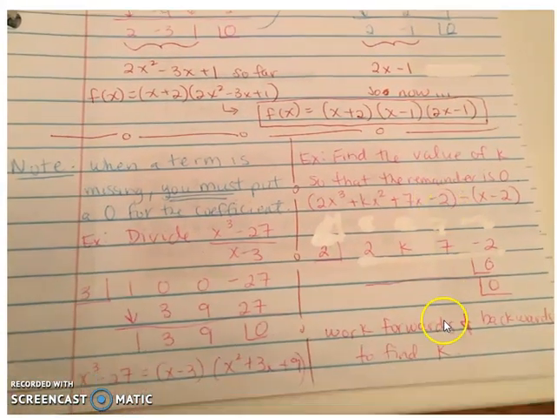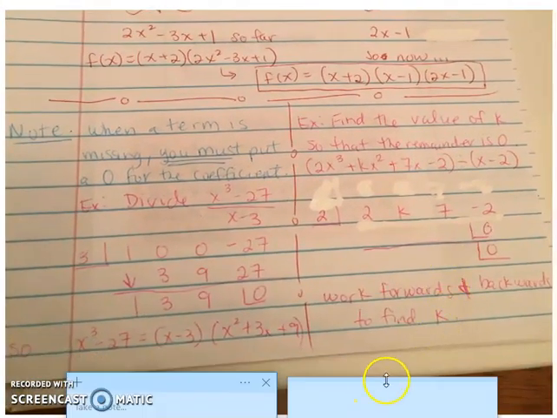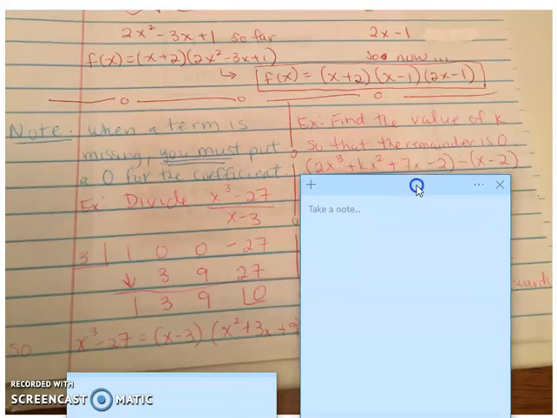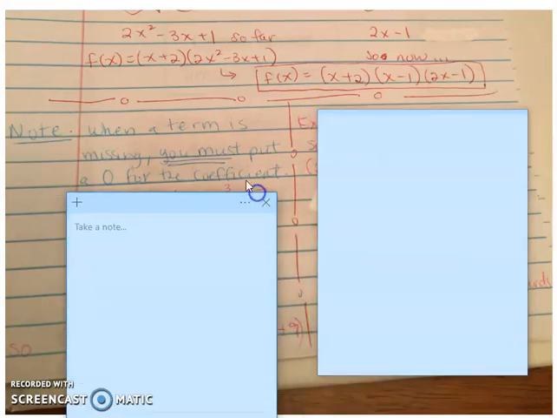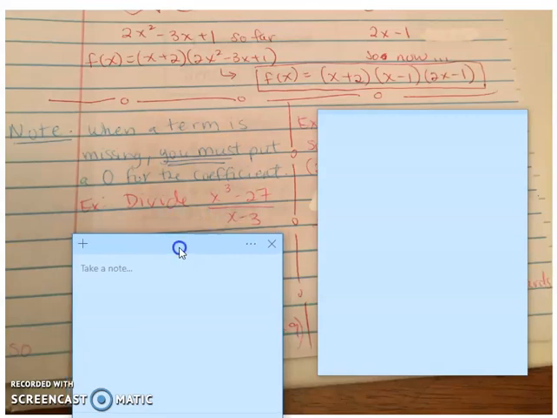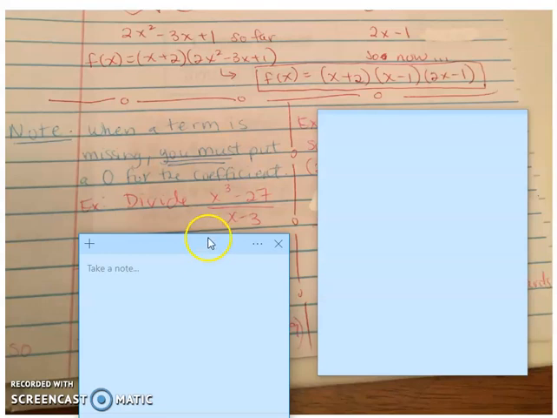All right, we've got a couple more examples. So our first example here, we have another note to make sure of. It says when a term is missing, you must put 0 for the coefficient. So if you have a polynomial where you are dividing and it's got any terms missing, if you don't put the number 0 in those places for those missing terms, you will get the answer wrong. So for example, we want to divide x cubed minus 27 by x minus 3.